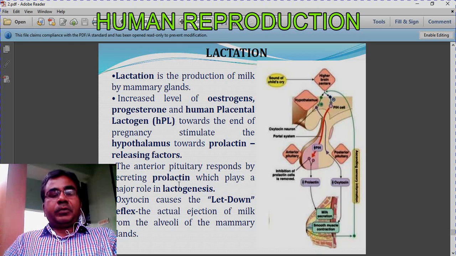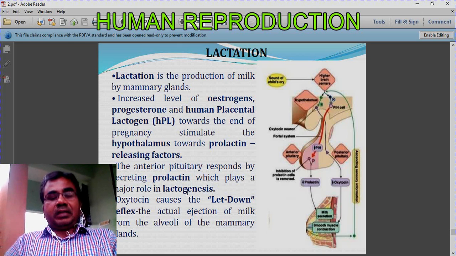Prolactin is produced by the pituitary, that is needed for the production of milk, that is lactogenesis. And this reflex is actually the let down reflex. The let down reflex is caused by oxytocin. That is the actual ejection of milk from the alveoli of the mammary gland.